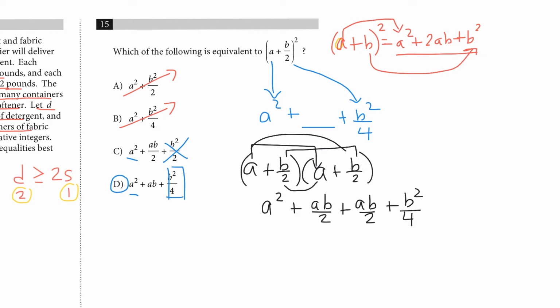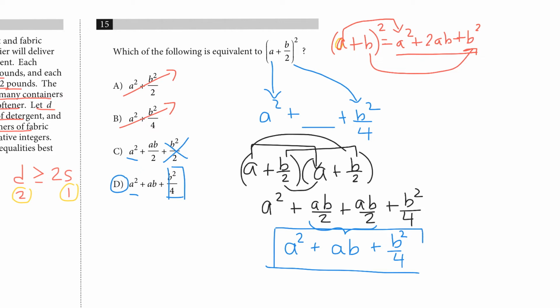Now, it turns out that this part right here, if you have 1 half AB plus 1 half AB, that gives you 1 AB. And you already had an A squared, and you have B squared over 4. And so this is a way to do this the long way. Now, if you prefer to do it the long way, you just need to work it real quick because this is a timed test. So the answer there was answer D for problem number 15.